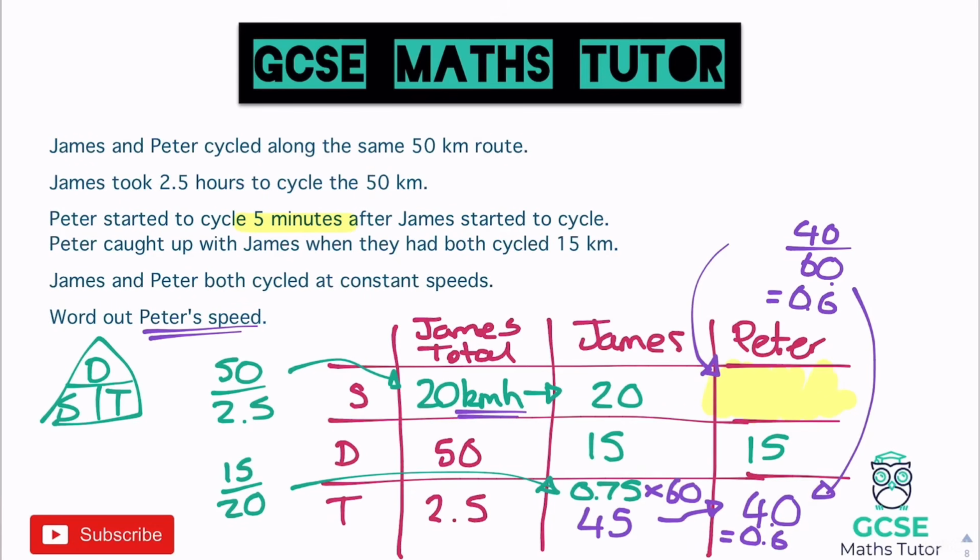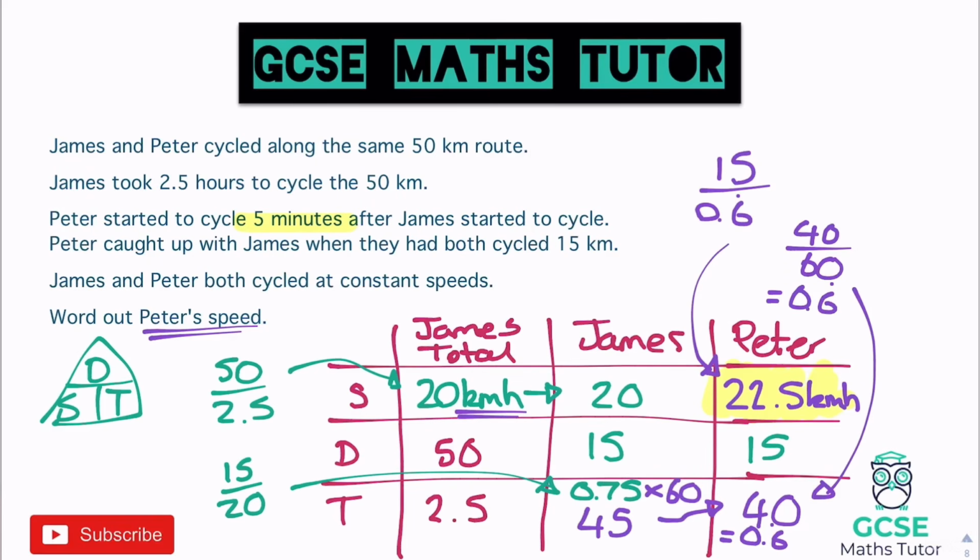So speed is distance over time. So instead we're going to do 15, and we're going to divide that by the 0.6 recurring. Okay, so 15 divided by 0.6 recurring gives us a final speed of 22.5 kilometers per hour. There we go. So obviously just using that hours amount. Now here's something else to think about.